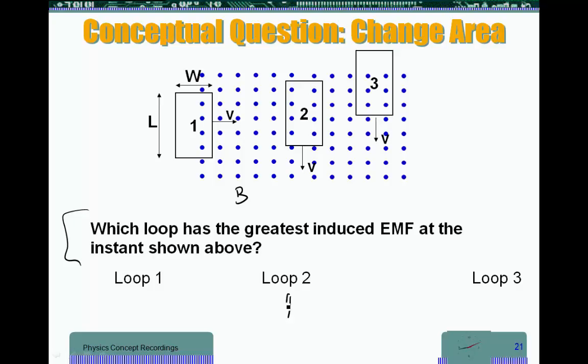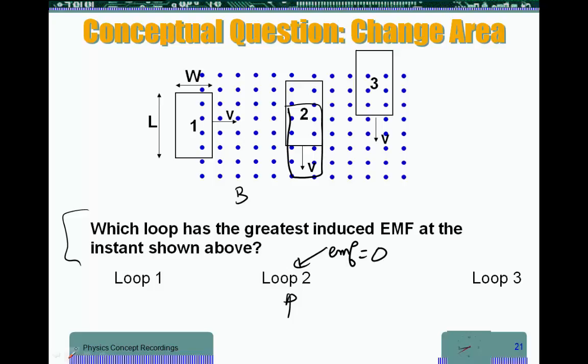We start with loop 2, it's the easiest. Loop 2, there is no change in magnetic field as we move it, let's say from there to here. Since there is no change in magnetic field and no change in the area of the loop, the flux is not going to change. So if the flux is not going to change, the EMF in loop 2 at the instant shown is 0.